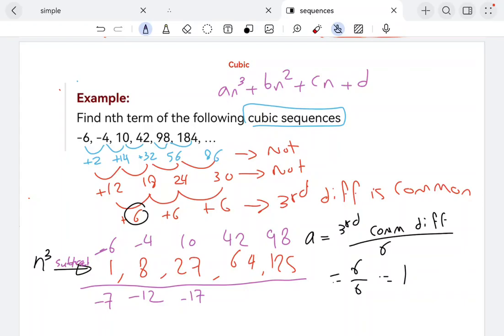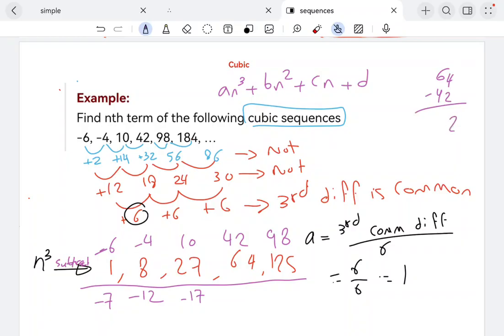42 minus 64. If you are using the calculator, it is okay. If you don't use a calculator, subtract normally. What do I mean by subtract normally? Subtract 64 minus 42, but you have to know that the sign is going to be negative.